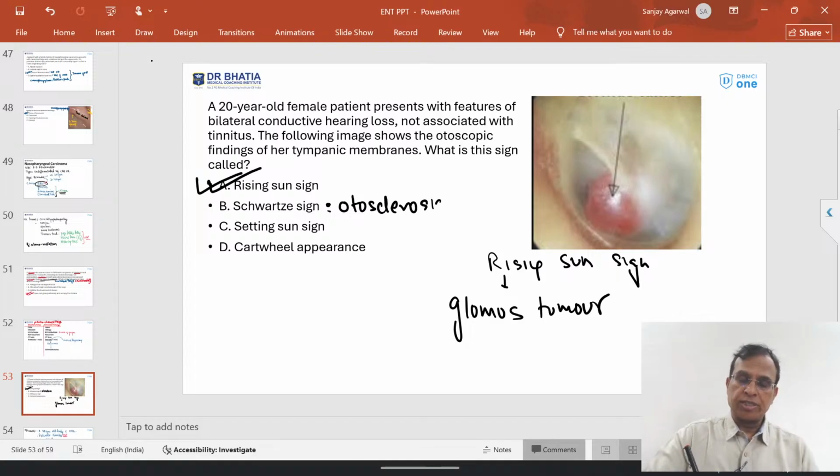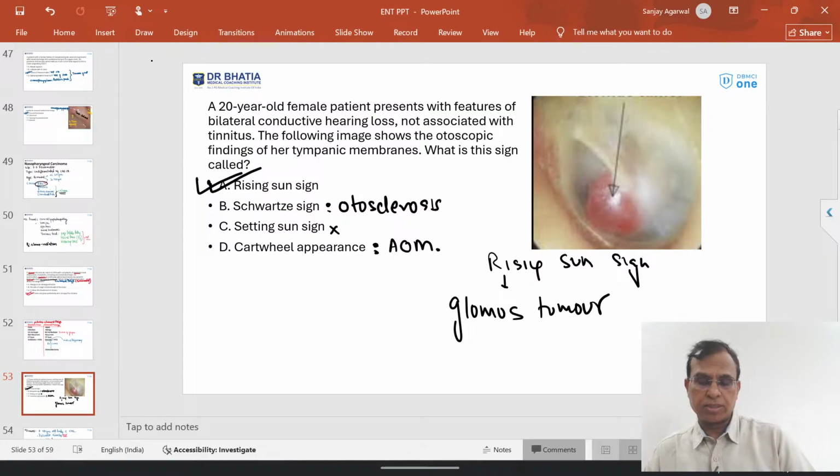इस पे हमने एक question discuss कर चुके हैं. Setting sun sign ophthalmology में होता है, not in ENT. And cartwheel appearance is ASOM, acute otitis media में होता है cartwheel appearance.